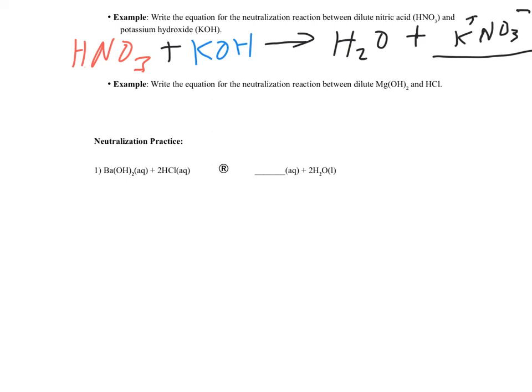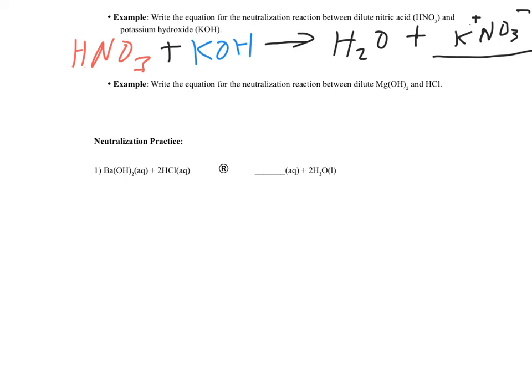This one worked out really easily. As in, K has a +1, and NO3 has a -1. But it's not always going to work out that way. And if it doesn't, it might be a little more difficult. It might be a different problem. So what I'm going to say is just write it out the way that I've done it to start with, and definitely check your charges and make sure they match up, because if they don't, you're going to have to play around with it a little bit.